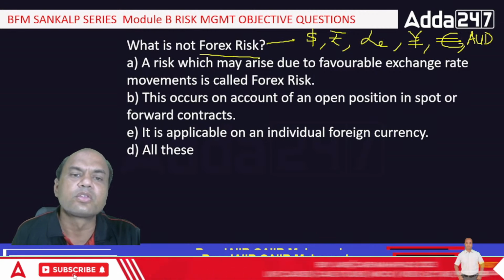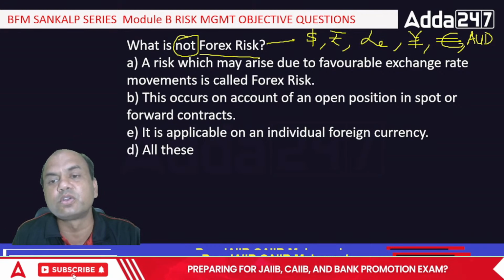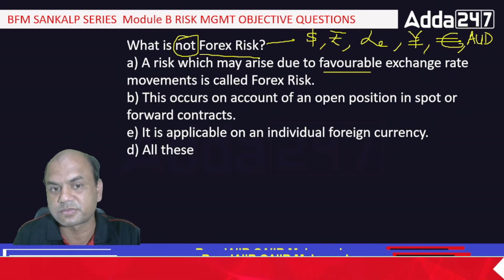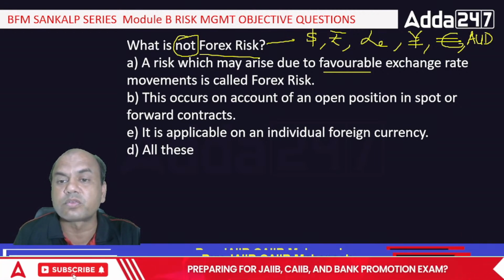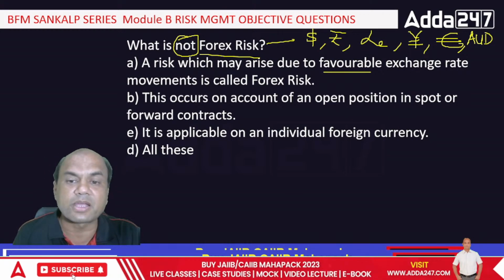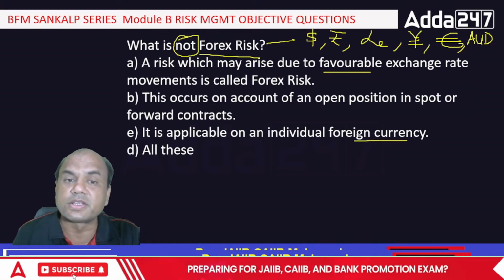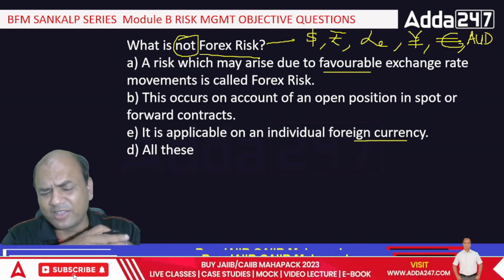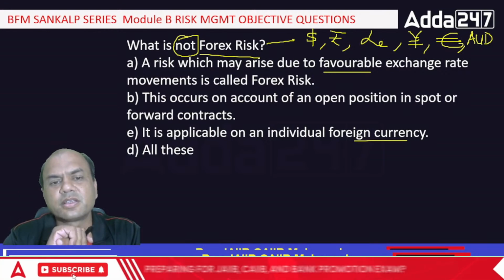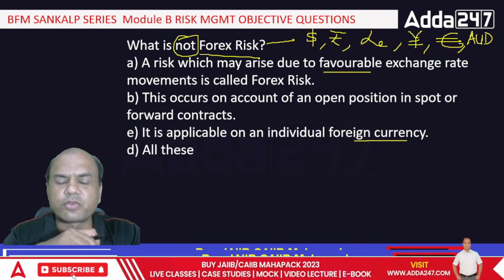So what is not a forex risk? Remember this. Risk which may arise due to favorable exchange rate movement is called forex risk. This occurs on account of the open position in spot or forward contracts. It is applicable to individual foreign currency, and all of these. So what is the answer? I think all of these is the answer, isn't it? D. What do you think? D is the answer, all of these? Because this occurs due to open position in spot and forward rates. So that is true.